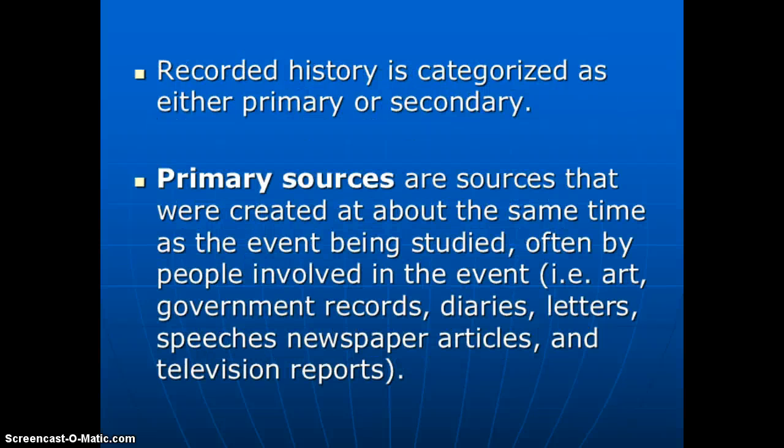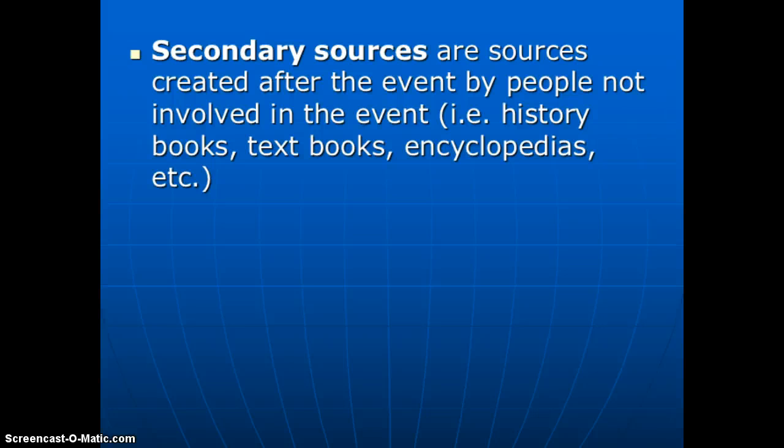We're going to break down historical evidence into two categories, primary and secondary. You want to define this on your sheet. Primary sources are sources that were created at about the same time as the event, and often by people who were directly involved in the event. Your examples right here are diaries, letters, speeches, television reports, etc. As opposed to secondary sources, which were usually created after the event and sometimes by people not even involved in the event. Historians create these when they write history books, textbooks, encyclopedias, and so on.